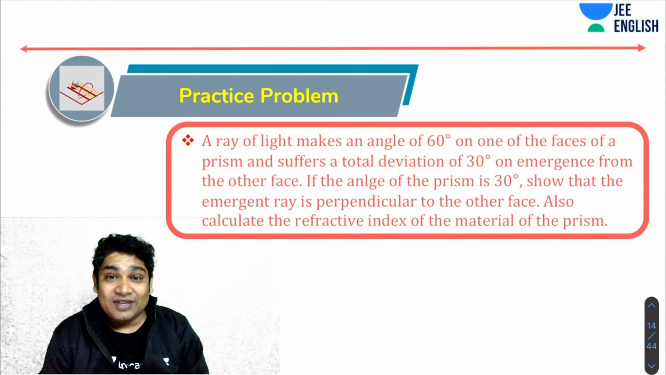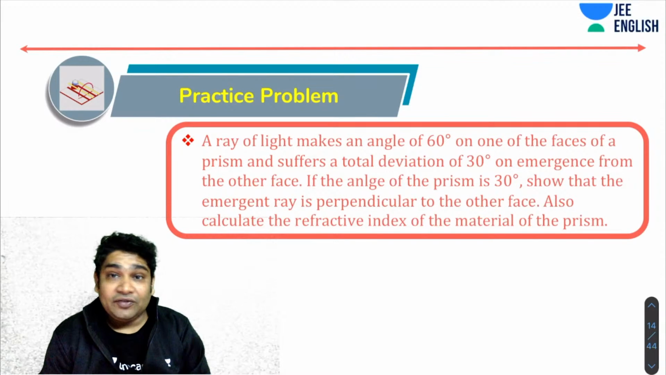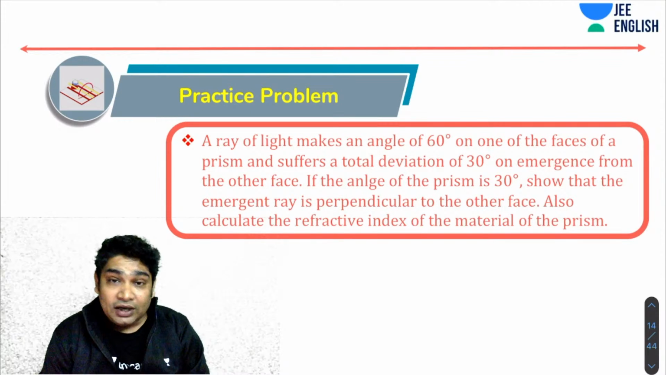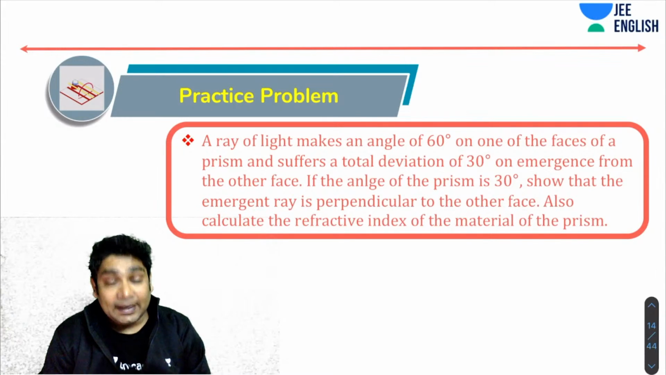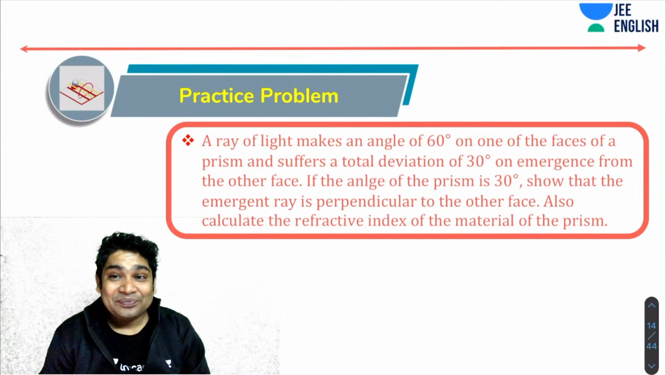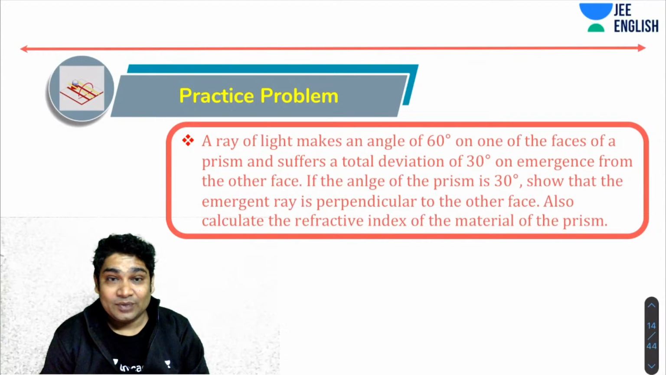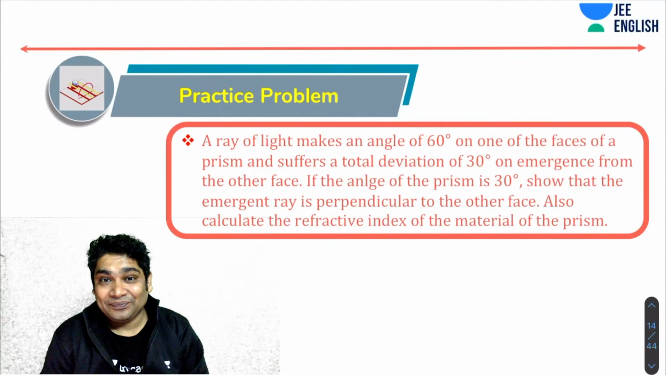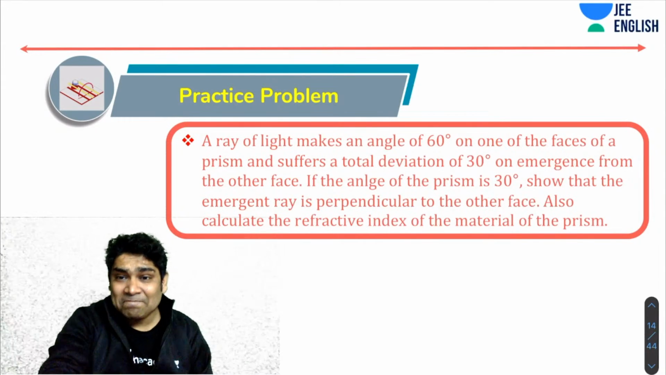Here is the first question for today. A ray of light makes an angle of 60 degrees with one of the faces of the prism and suffers a total deviation of 30 degrees on emergence from the other face. If the angle of the prism is 30 degrees, show that the emergent ray is perpendicular to the other face. Also calculate the refractive index of the material. Let's see if you can figure this out. Try this.